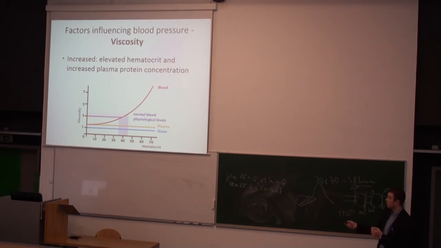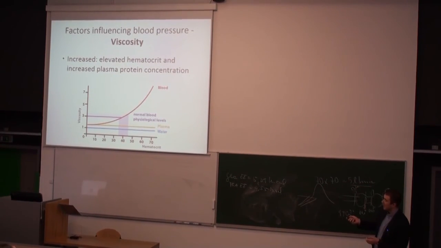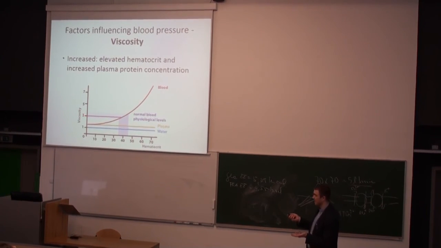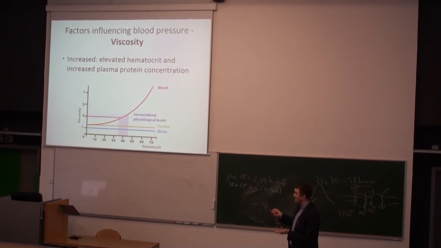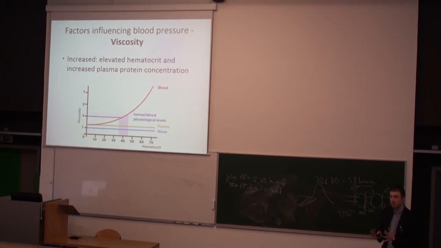The viscosity of water is 1. We do not have water, we have plasma. The viscosity of plasma is 1.5, so it's more difficult for the heart to pump it. But we do not have plasma, we have plasma plus corpuscles inside. That makes the viscosity 3. So that's a normal situation, and our heart is well equipped to pump the blood.